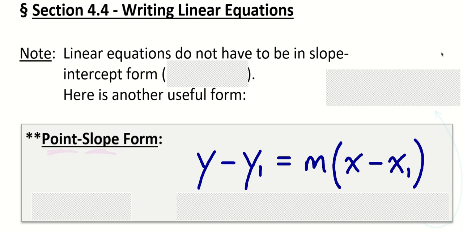Okay, section 4.4. This is titled Writing Linear Equations. So it starts off with a note. Linear equations do not have to be in slope-intercept form. Do you remember what slope-intercept form was? What does an equation look like if it's in slope-intercept form? Or can you think of it? Can you think of an example of an equation that would be in slope-intercept form? Well, it would have to be in that form.